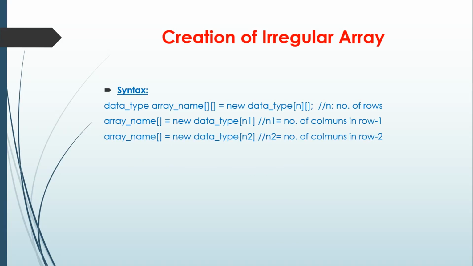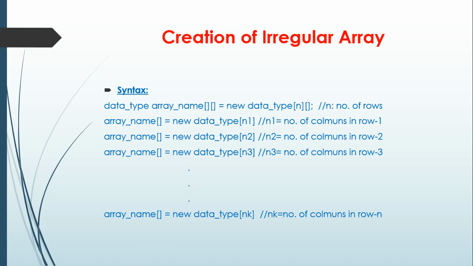2 equals new data type n2, where n2 is equal to the number of columns in row 2. Or we can say array name 3 equals new data type n3, and n3 is equal to the number of columns in row 3, and so on. And last, array name k equals new data type nk, where nk is equal to the number of columns in row n. Here we only initialize the row values, but we do not initialize the column value. So in this way we can create the irregular array.